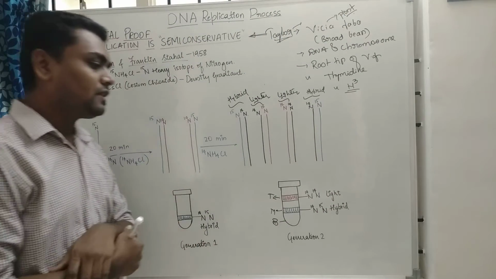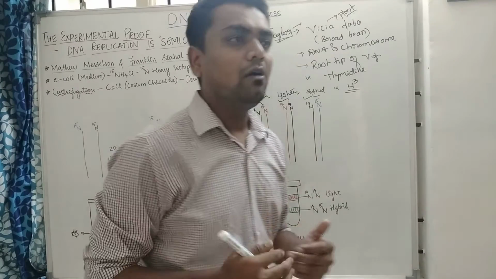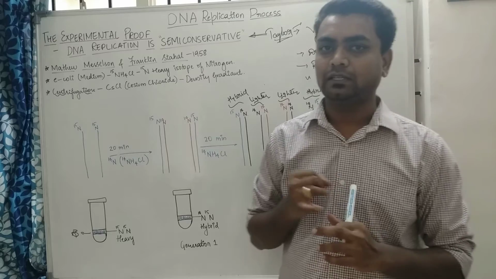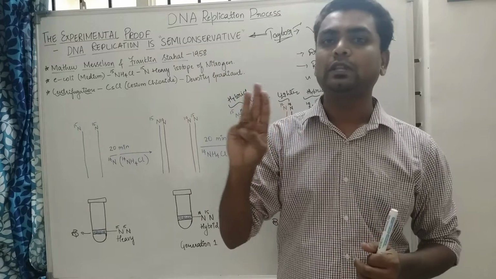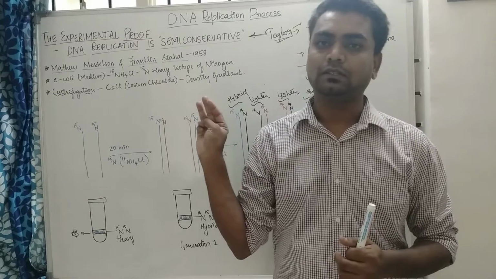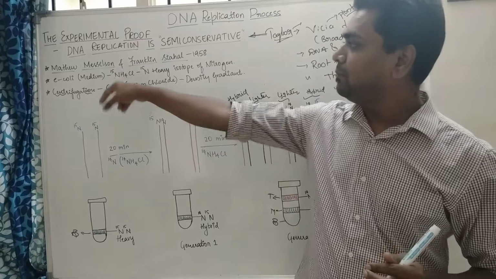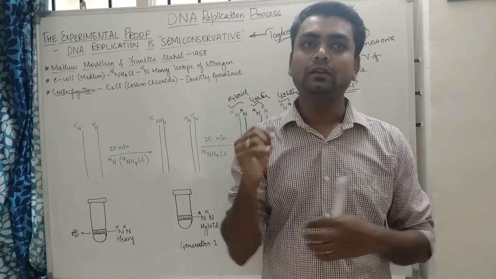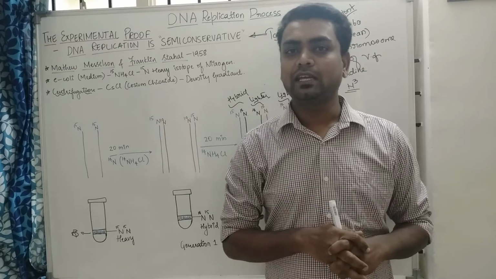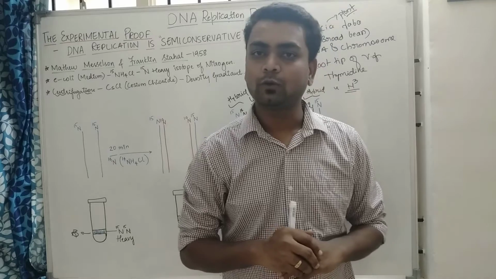Correct? Now, we have completed 3 concepts in replication. First one, enzymes. Second one, process. Third one, we proved that this is a semi-conservative process. Not only these scientists, Meselson and Stahl, but Taylor also concluded that this is a semi-conservative method. So this completes the replication process topic.